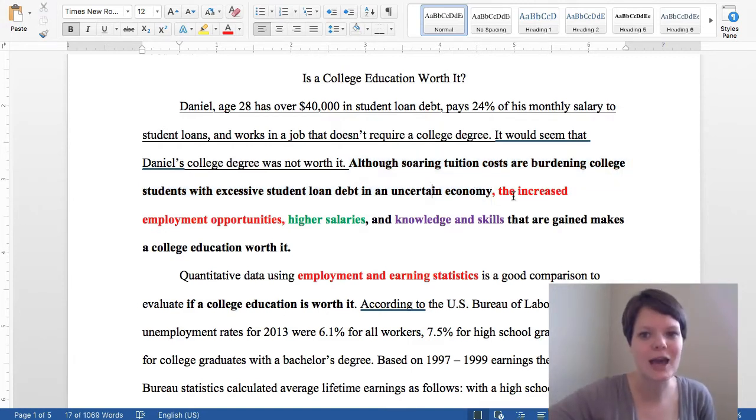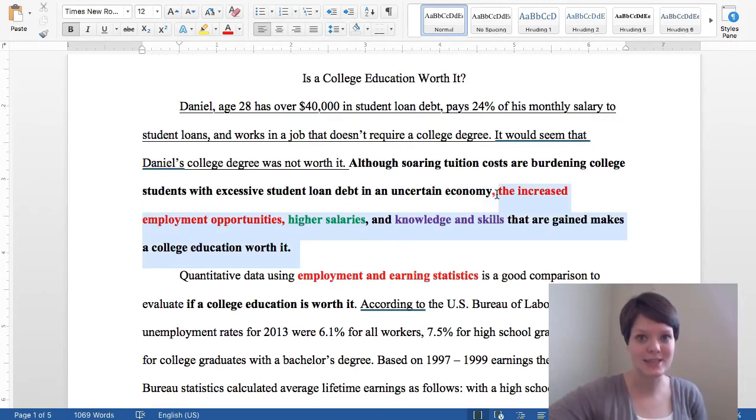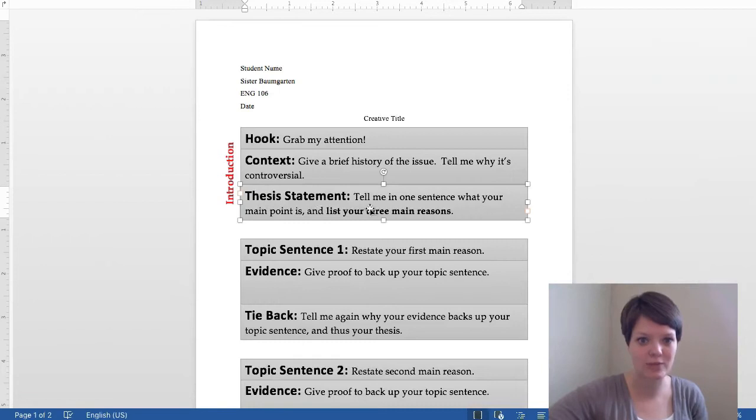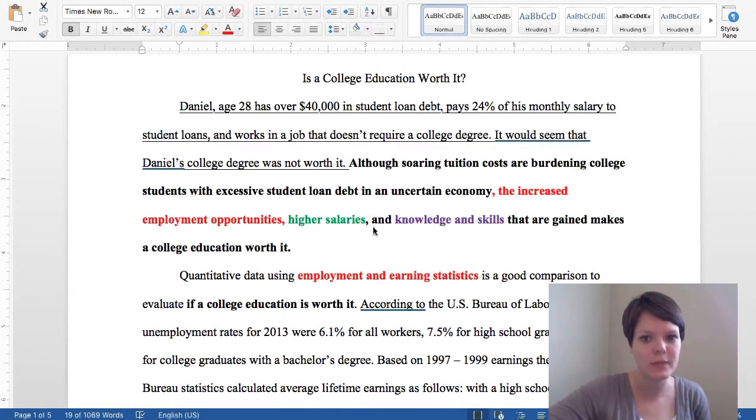Even though this, I still believe that college degrees are worth it for these three reasons: increased employment opportunities, higher salaries, knowledge and skills. So this here is his thesis statement. That's what he's ending with, which is great. And he lists these three main reasons that he will focus on. So if you copy that format in your thesis statement, it'll be great. You'll be so organized, you'll know exactly where you're going, and so will your reader, which will keep their attention.